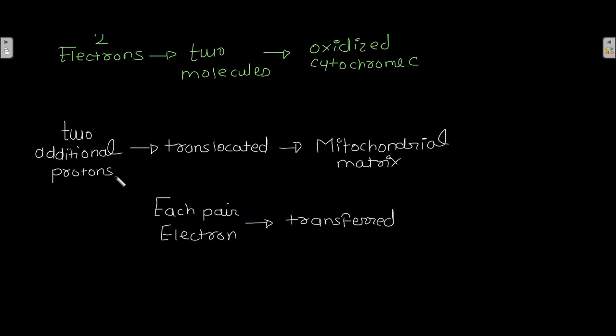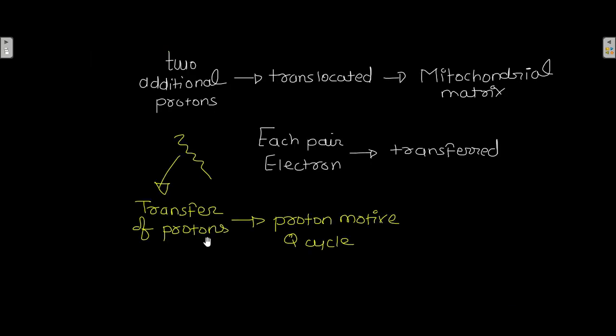Now 2 additional protons are translocated from the mitochondrial matrix across the inner mitochondrial membrane for each pair of electron that is transferred. Okay, for each pair of electron there is translocation of 2 additional protons. Okay, so for transfer of protons there is involvement of proton motive Q cycle.